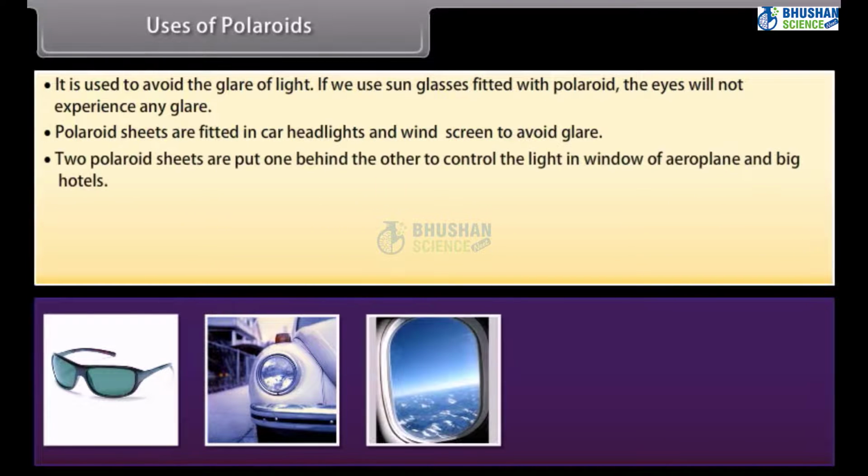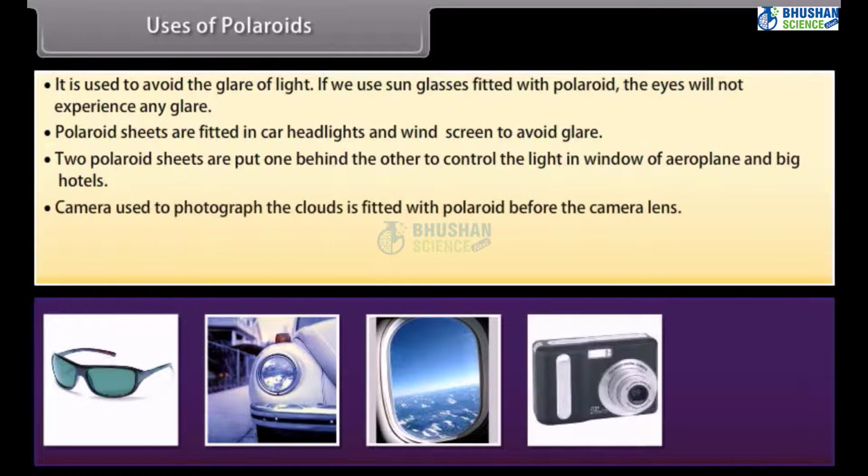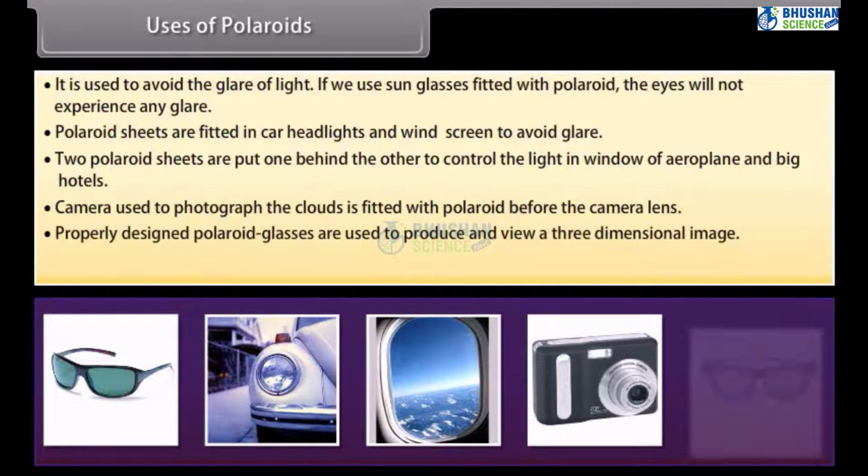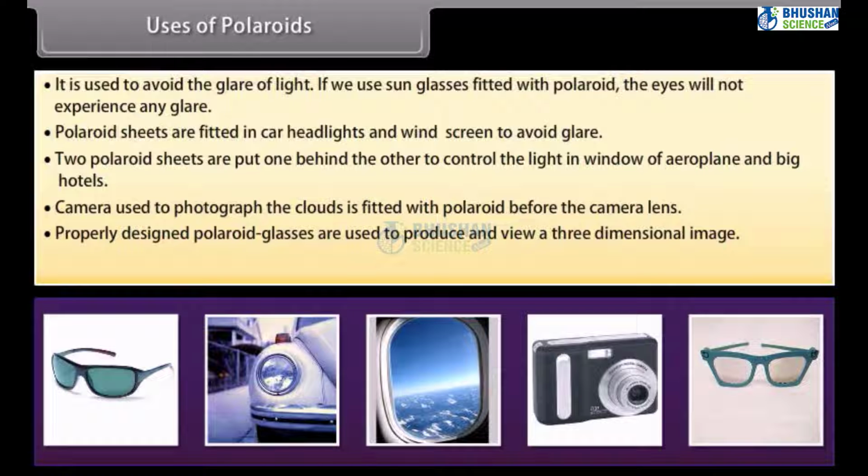Two Polaroid sheets are put one behind the other to control the light in windows of aeroplanes and big hotels. Cameras used to photograph the clouds are fitted with Polaroid before the camera lens. Properly designed Polaroid glasses are used to produce and view a three-dimensional image. They are also used for studying optical properties of metals.